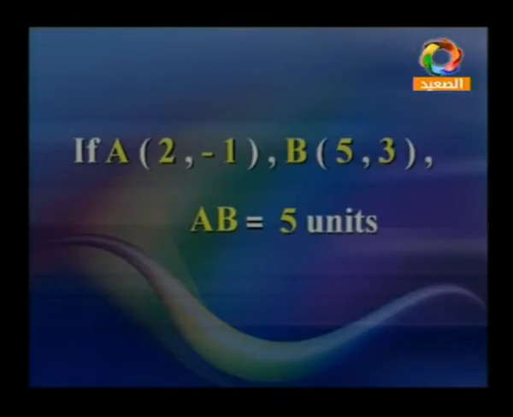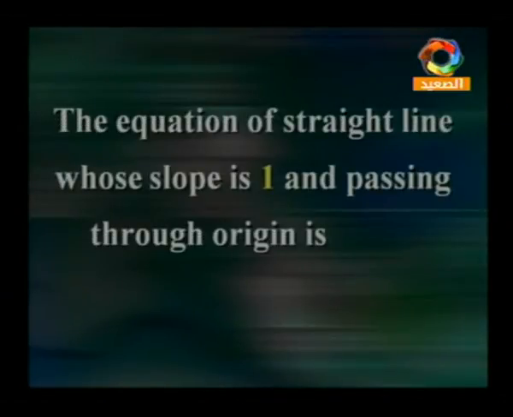Another example, the equation of a straight line whose slope is 1 and passing through the origin is what? Now you have the slope and it passes through the origin. You know that the equation of straight line is y equals mx plus c. Then y equals, what about the slope? It is 1. So y equals 1x plus c.